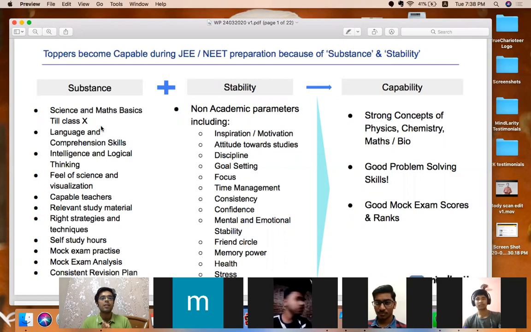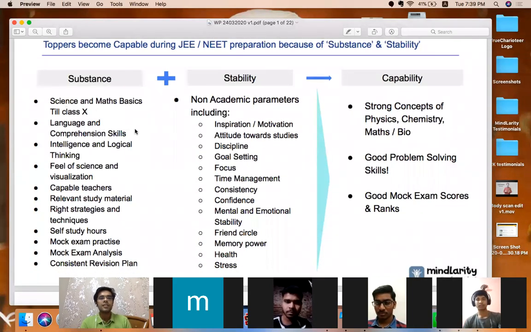So keep making notes along as I speak each and every parameter. So first is science and maths basics till class 10th. When you come to 11th, you see a lot of difference in your studies. When you start physics, chemistry, maths, there are a lot of concepts that you are taught and you're expected to have a feel of those concepts. You're expected to solve a lot of questions on those concepts.